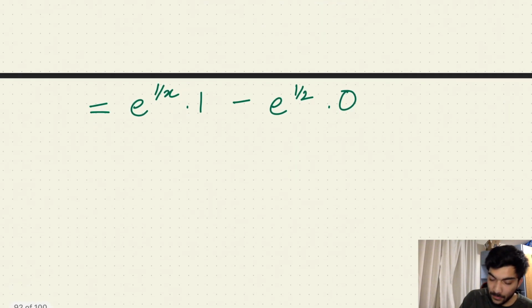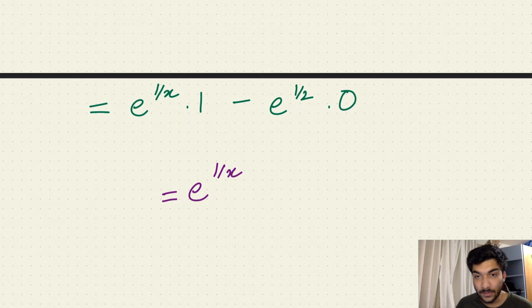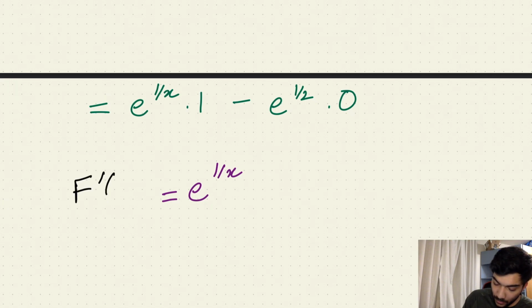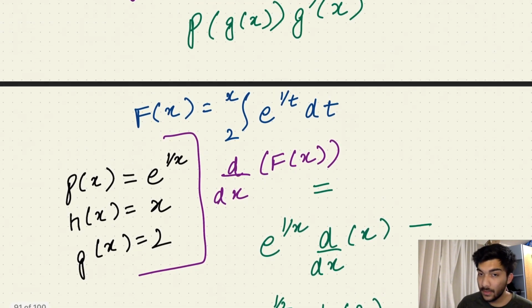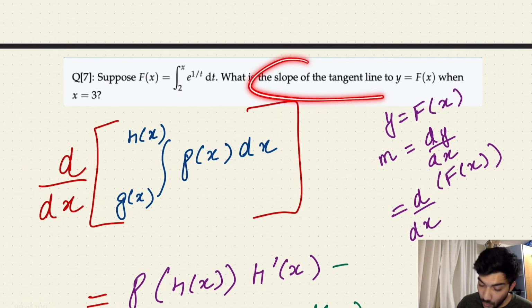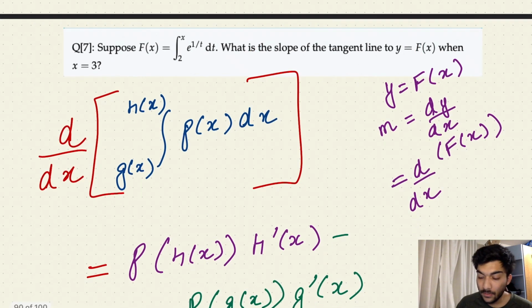And further simplifying it down, you'll get e to the power 1 by x as your answer, right? Because this expression would be 0, so you'll only be left with this, which is e to the power 1 by x. And since we calculated this, that is precisely capital F dash x, right? And now we have the answer to capital F dash x, which means that we have the slope of the tangent line to this function.